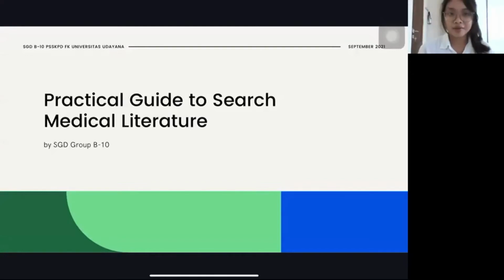Om Swastiastu. Hello everyone. Today we will present our student project, and the title of our student project is Practical Guide to Search Medical Literature.